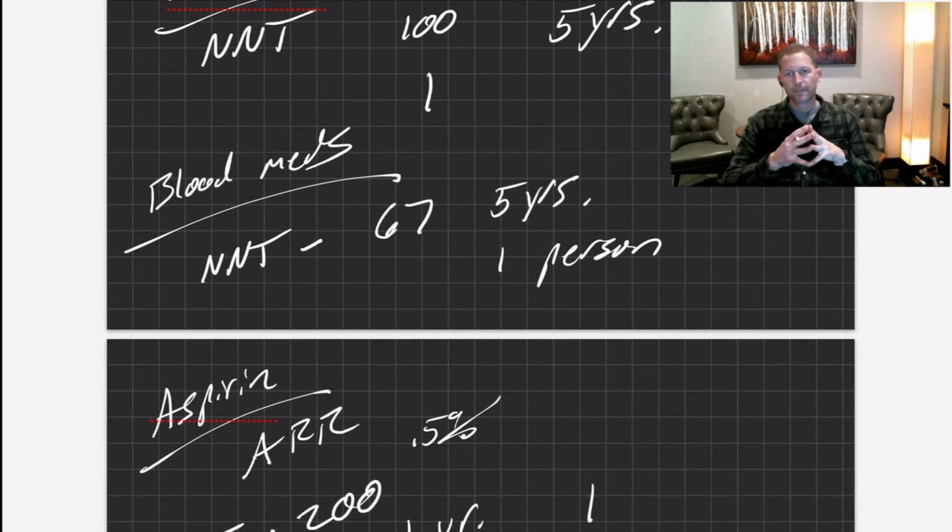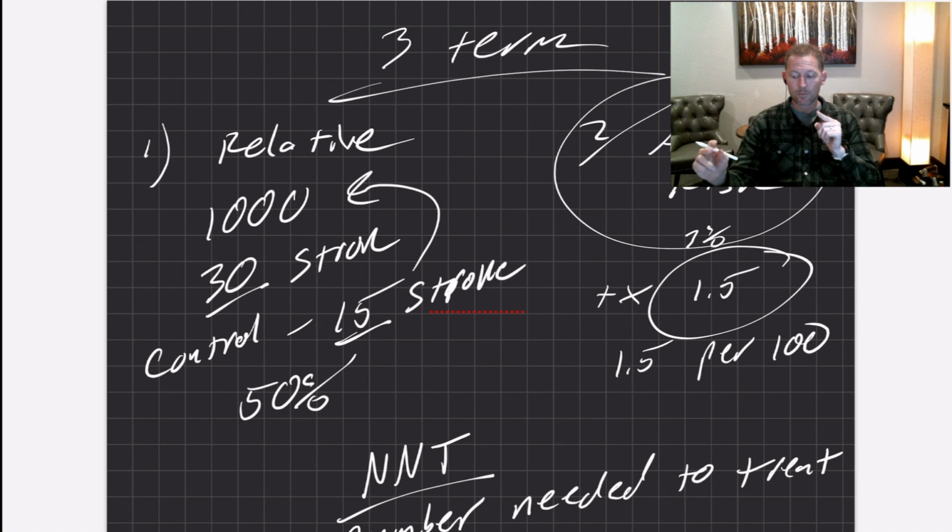So the moral of the story, you have to be your own advocate. You have to research. You have to know these terms: absolute risk reduction, relative risk reduction. So RR, ARR, and the most important, the number needed to treat. That's what you want to know.